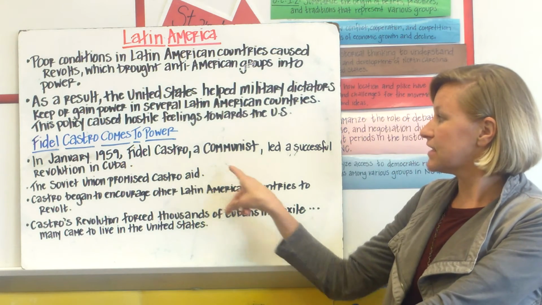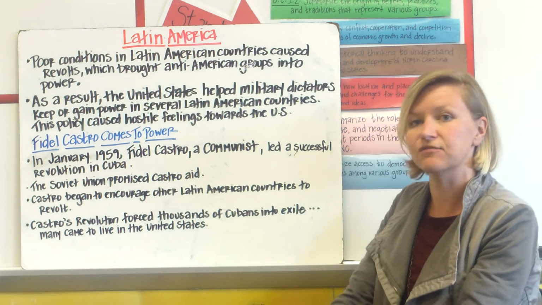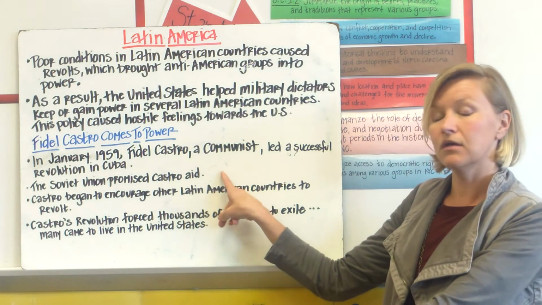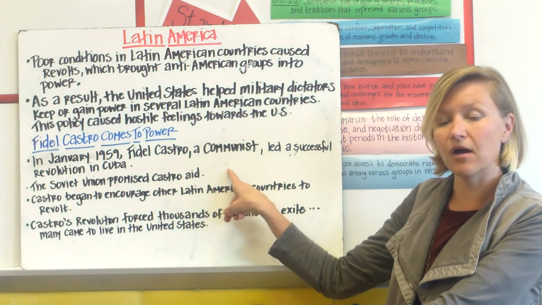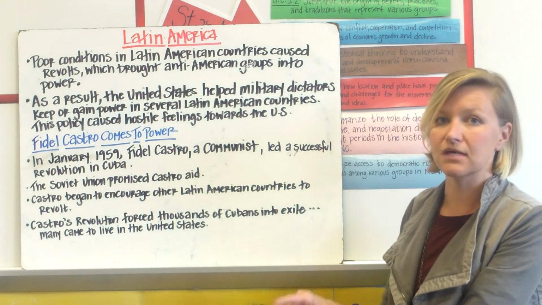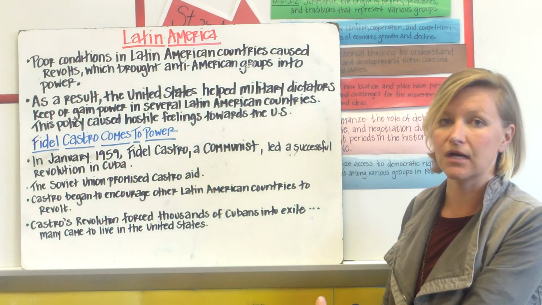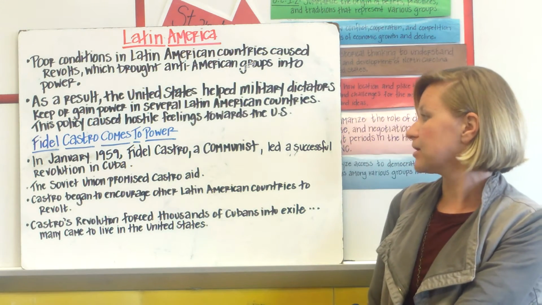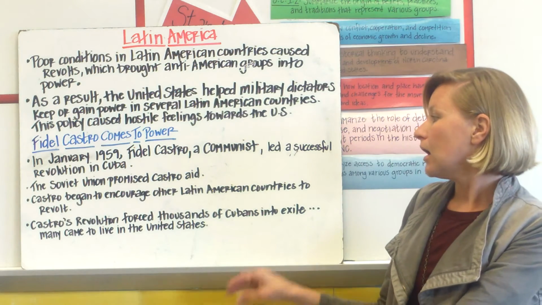So in January of '59, Fidel Castro led a successful revolt in Cuba. The Soviet Union promised to give him some of that aid that he needed. What I was talking about on the previous slide, some of the military support especially. Castro began to encourage other Latin American countries to revolt as well.